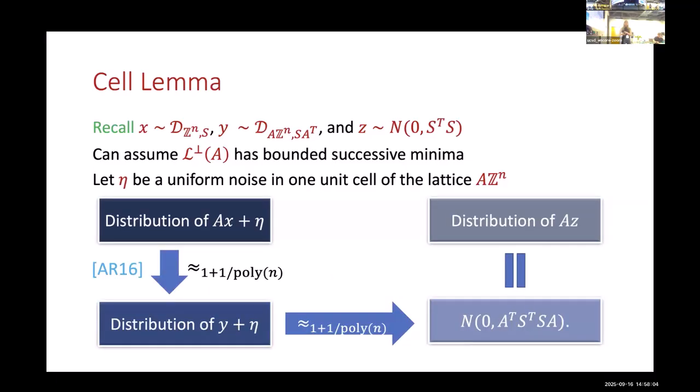We'll do this through a sequence of steps. First, we'll show that the distribution of AX plus eta is very close to the distribution of Y plus eta. This follows directly from the preprocessing, and by applying the theorem of Agrawal and Regev, we know that AX is close to Y. Next, we'll show that the distribution of Y plus eta is very close to a continuous Gaussian with this covariance. This is exactly the distribution of A times Z, since Z is a continuous Gaussian and it has rotational invariance. So by linking all of these arrows together, we get that AX plus eta is very close to AZ.